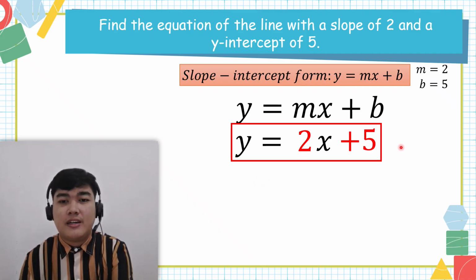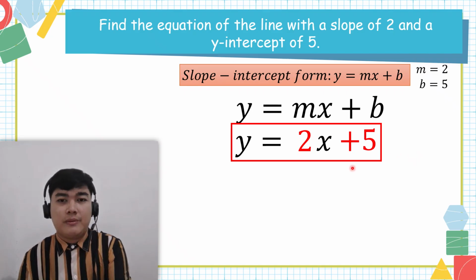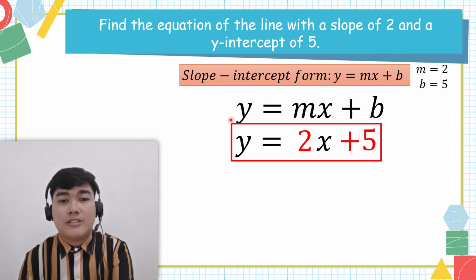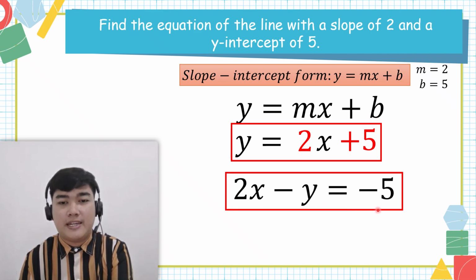This is the equation in the slope-intercept form. But what if, in the given problem, you are asked to get the equation in standard form? The standard form of this equation is 2x minus y equals negative 5.